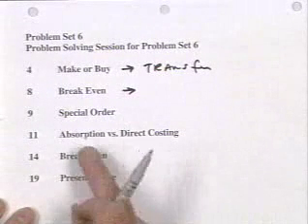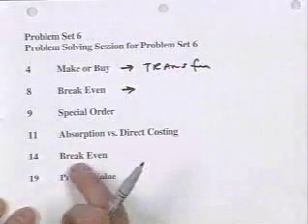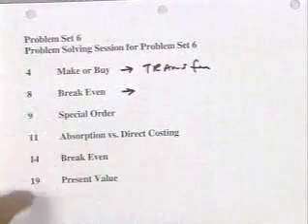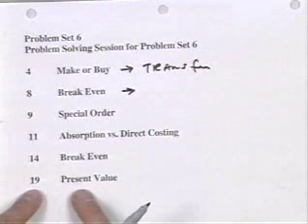Number 11, understanding the difference between absorption and direct costing. 14, similar to 8, a relatively simple break-even question. And 19, a present value question. Again, you'll see present values in the Boylan course, and I use them. I try to use them throughout the whole course, under every topic.